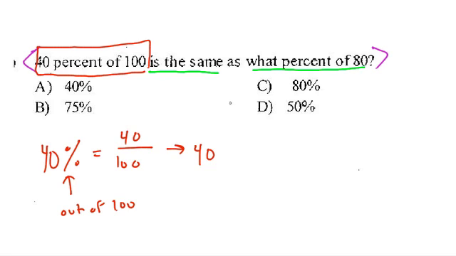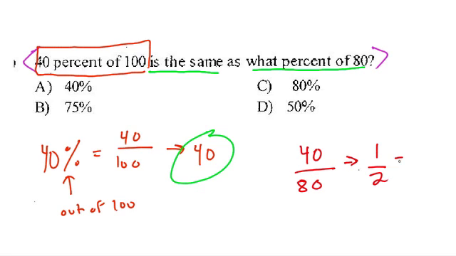So what they're saying is, we take 40% of 100 and you get 40. Now, this is what percent of 80? So we're saying take 40 out of 80, and what percent is that? Well, if we reduce this, we get 1/2, which is 50%, right? So the answer here is D.